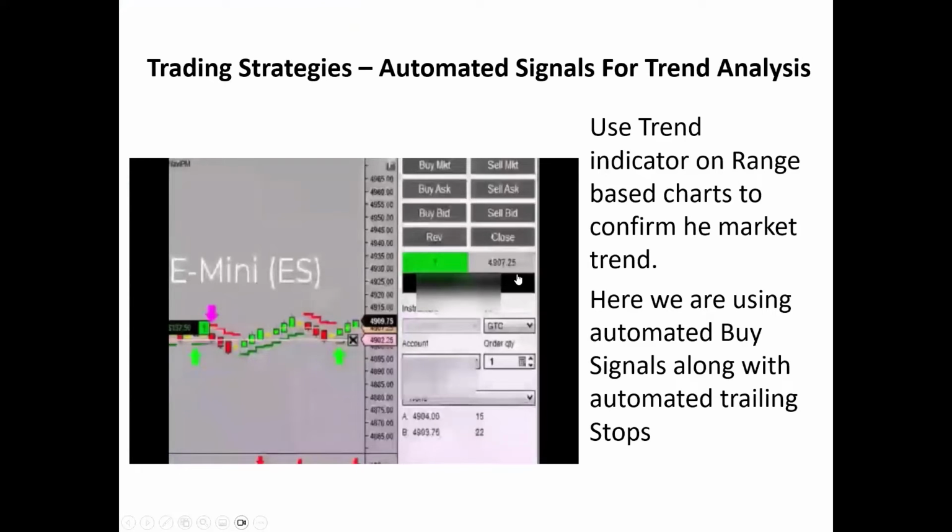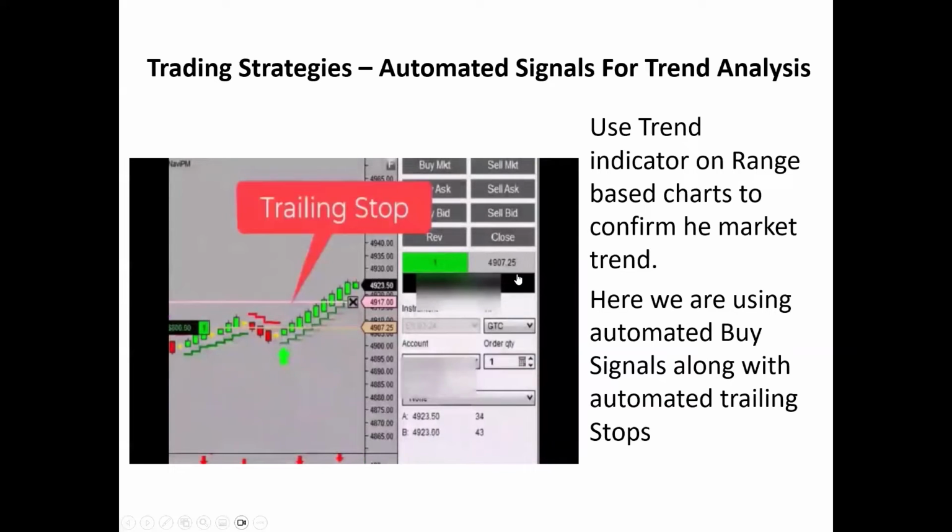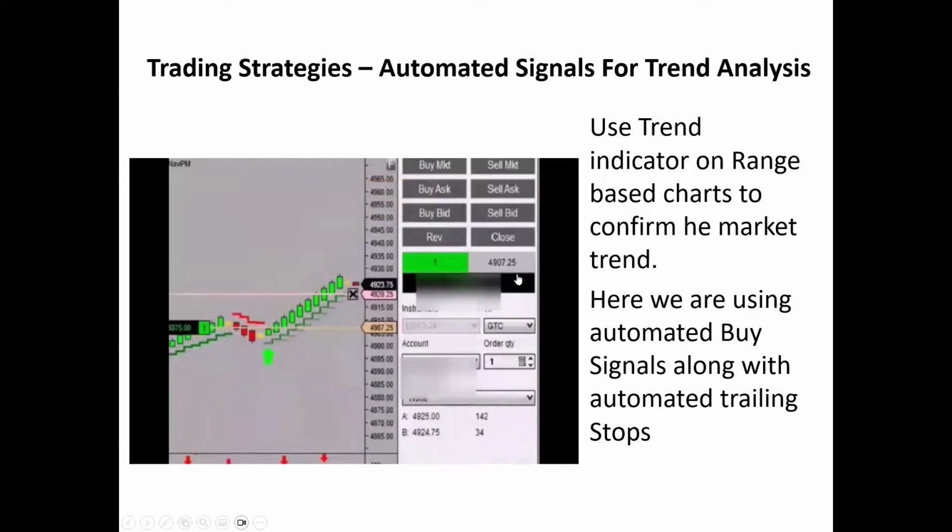And what I'll show you now are our trend indicator charts. This is actually a time-lapse video of an E-mini trade where the market moved up. And you can see here we're using the automated trailing stops. With the NinjaTrader platform, you can attach an order to an indicator. So in an up move, you're attaching a trailing sell stop order.